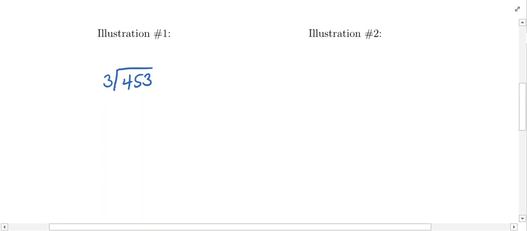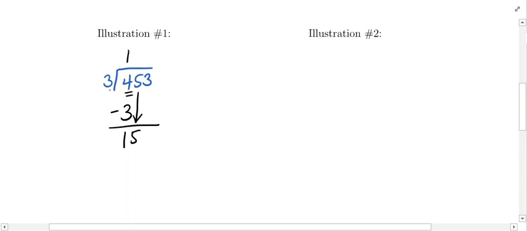What you would do here is first look at the 4. You're going to say, how many times does 3 go into 4? Well, 1 time. 1 times 3 is 3. So we're going to take the 3 and write it here. We're going to subtract that. 4 minus 3 is going to give us 1. And we're going to bring down the next number. So that's going to give us 15.